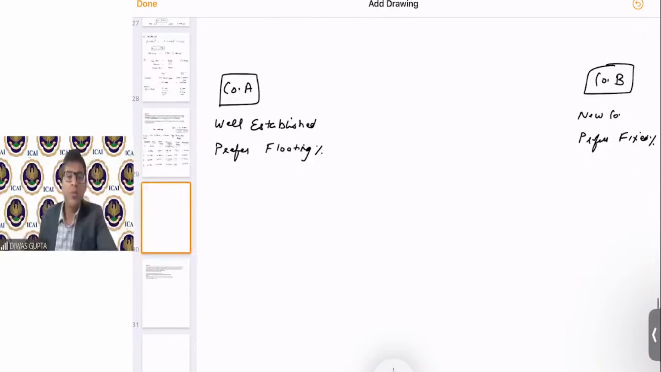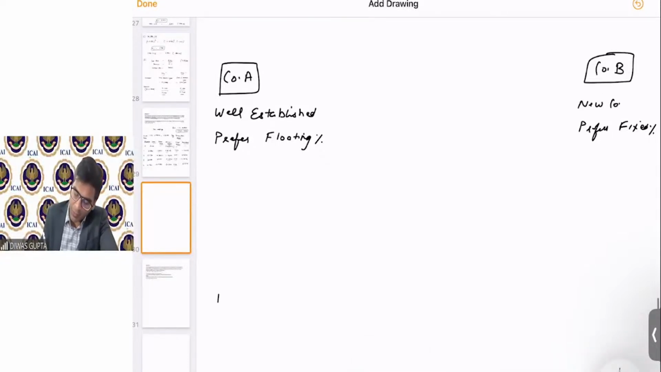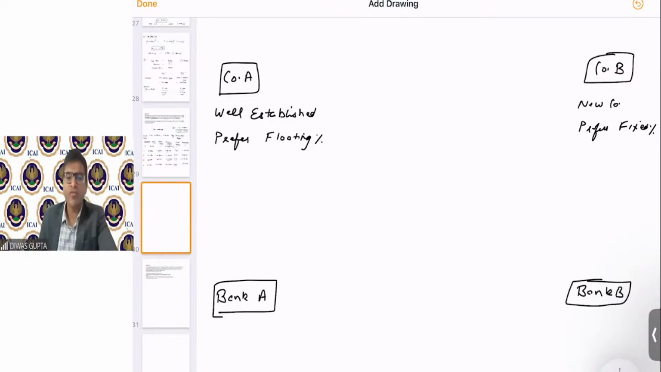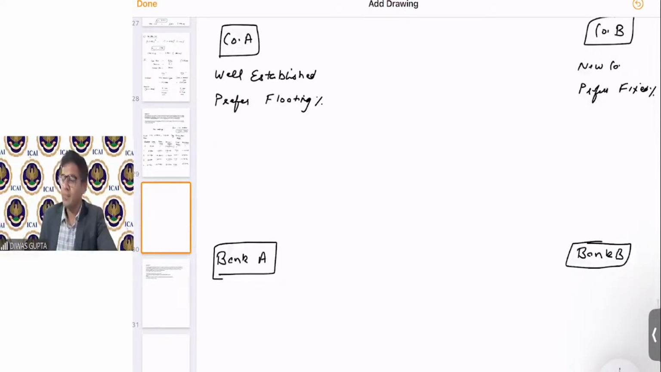Both of them approach their respective banks. Let's say company A approaches bank A and company B approaches bank B. They have their own set of bankers. So bank A says that if you want to borrow a fixed coupon loan from me, I will be giving you a loan at the rate of 7%.